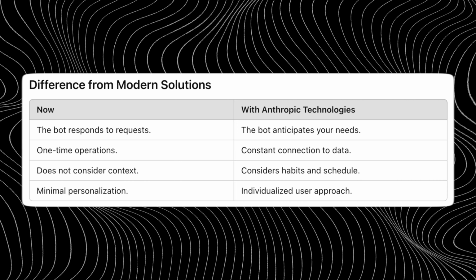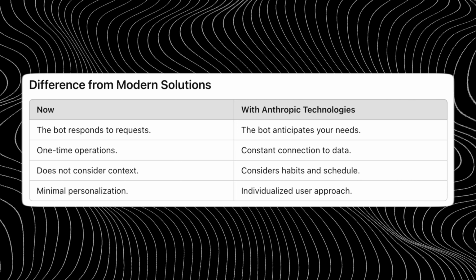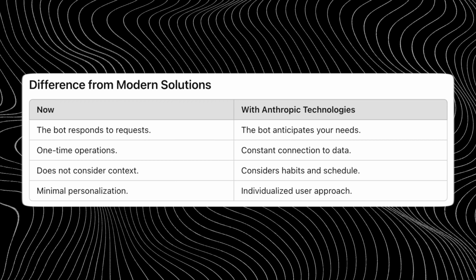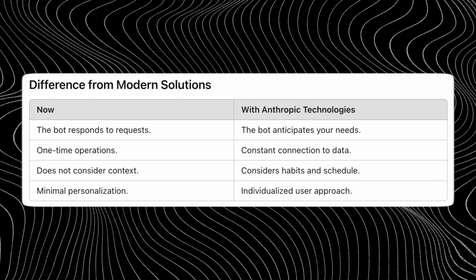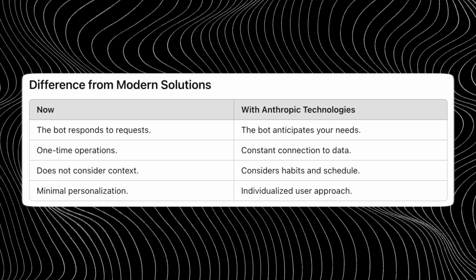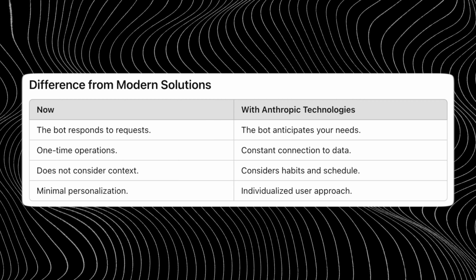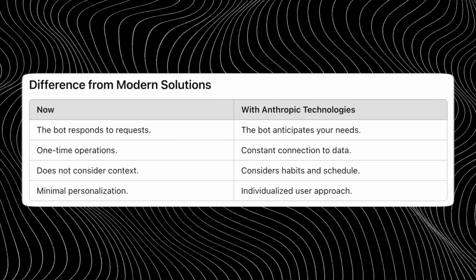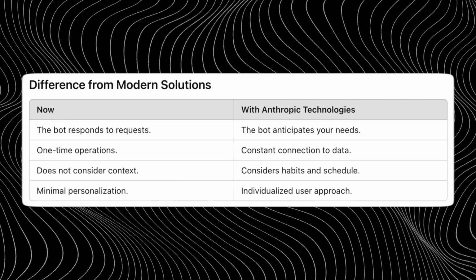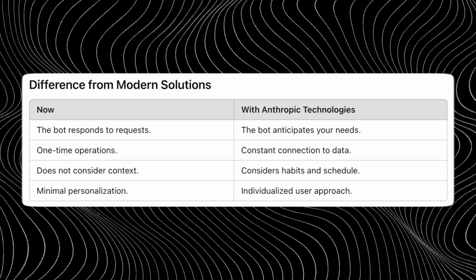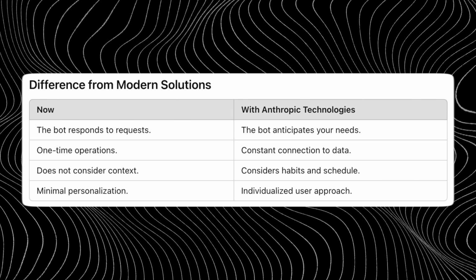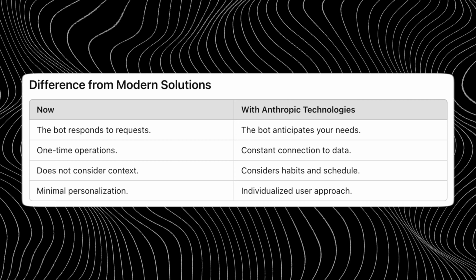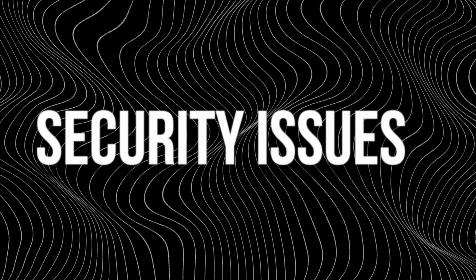Comparison. Now versus future. Today with tomorrow's bots, Anthropic. The bot searches for an answer to a request. One-time actions. Minimal personalization. Basic answers. What is expected from the updated bot? The bot already knows the data and context. Constant access to data. Individual approach to each request. In-depth analysis and recommendations.